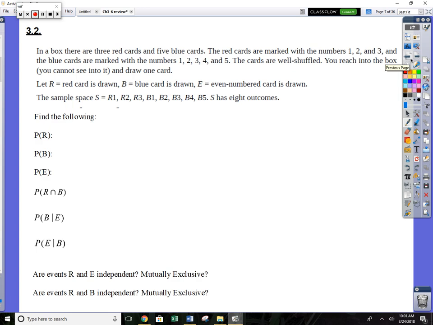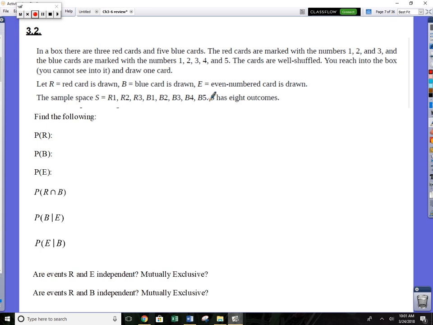Let's look at the next one. In a box there are 3 red cards and 5 blue cards. Red cards are marked with numbers 1, 2, 3. Blue cards 1, 2, 3, 4, 5. Cards are shuffled up. You reach into the box, you can't see, you draw one. R is the event you draw a red card. B is the event you draw a blue card. And E is the event you draw an even numbered card. So here's the sample space. Looks like you got 1, 2, 3, 4, 5, 6, 7, 8. 8 different outcomes.